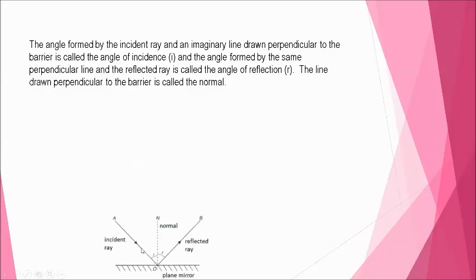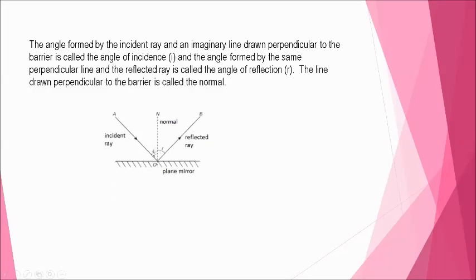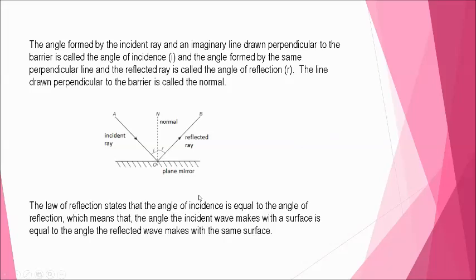Now the angle formed by the incident ray and the imaginary line, which is perpendicular to the boundary and which we call the normal, is called the angle of incidence. And the angle formed by the same perpendicular line and the reflected ray, we call the angle of reflection. Those are the various descriptions of wave activity.